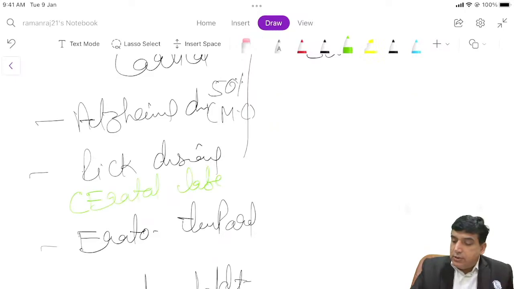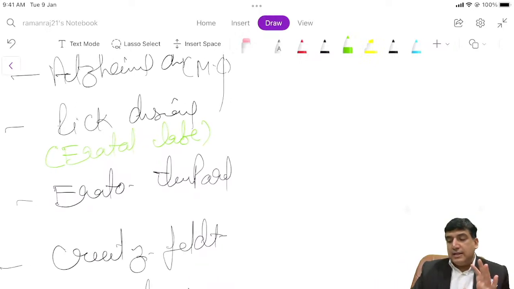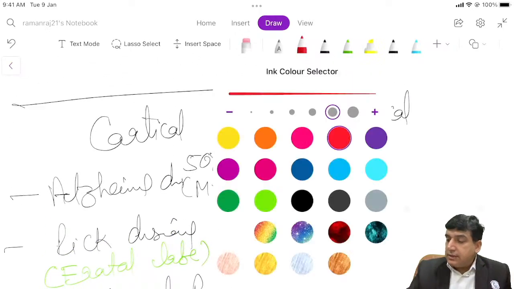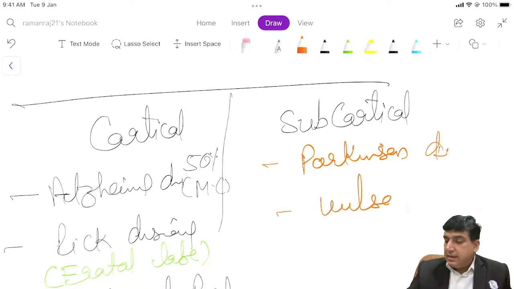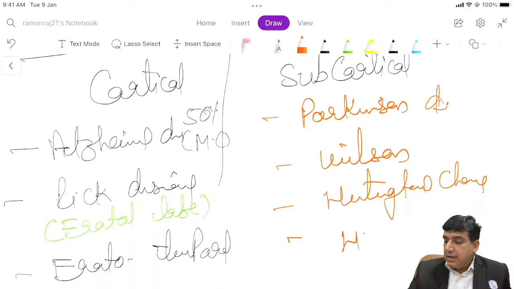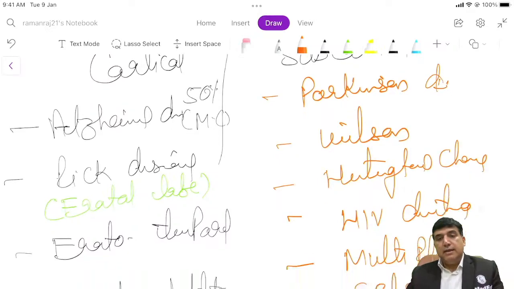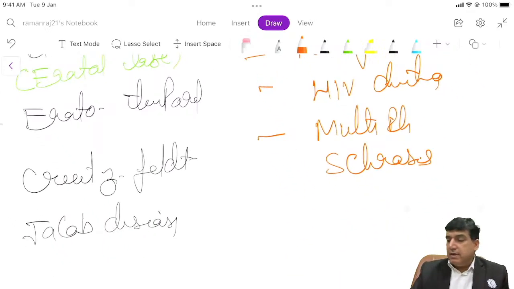Frontal lobe syndrome, frontotemporal and Creutzfeldt-Jakob are the cortical dementias, and we have subcortical. Subcorticals are what? We have Parkinson disease, Wilson disease, Huntington's chorea, HIV dementia, and multiple sclerosis. So Parkinson, Wilson, Huntington's chorea, HIV, multiple sclerosis.